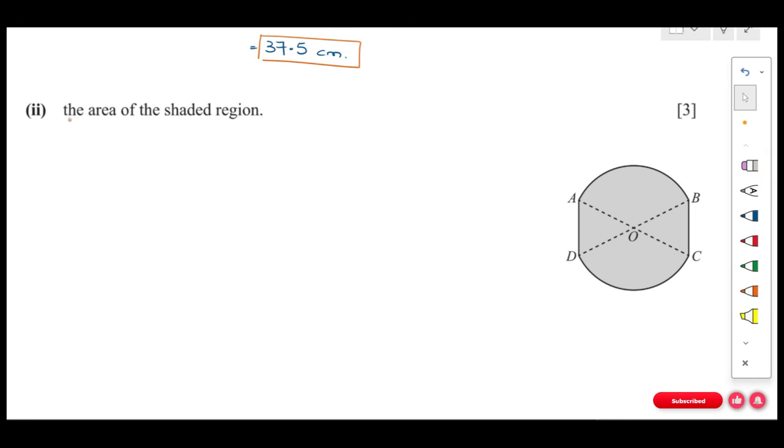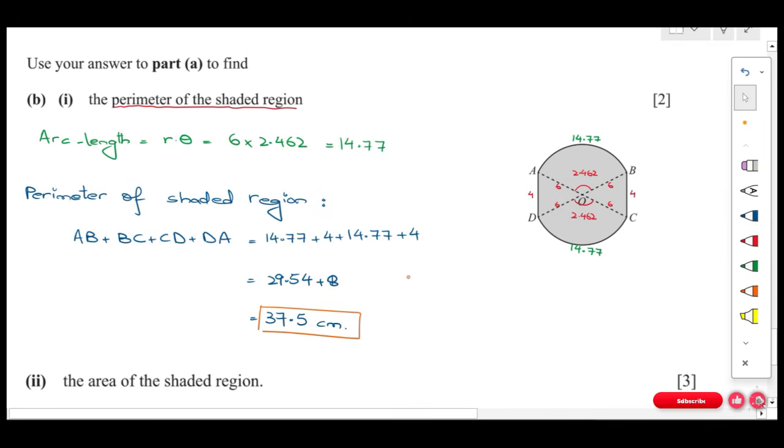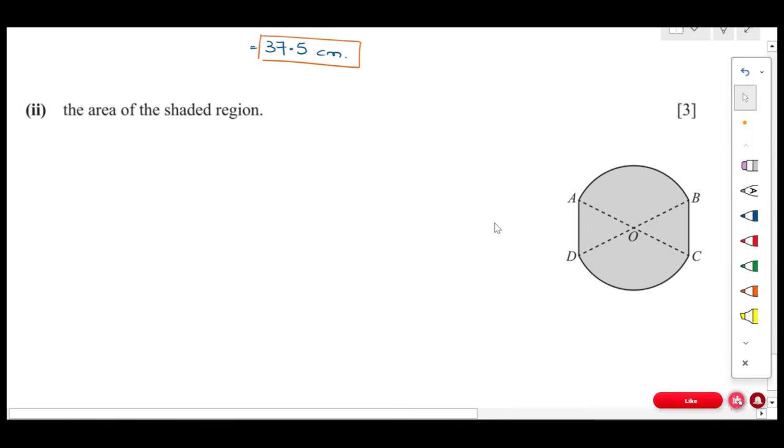Now for the second part of B, the area of the shaded region. Okay, so we have done the perimeter of the shaded region and we have to use the answers to part A to do these two parts. Okay, the area of the shaded region. So I pasted the picture over here.